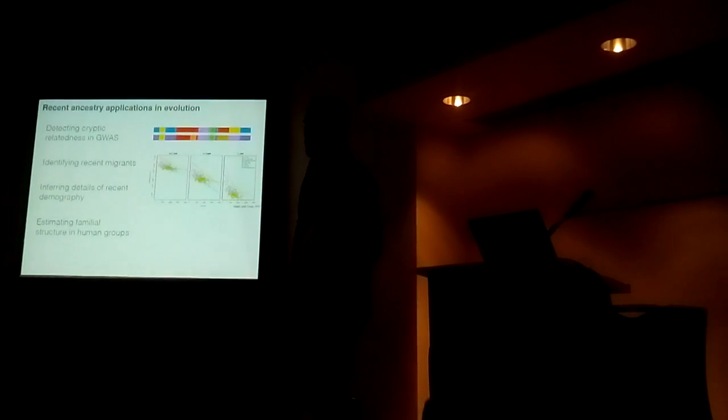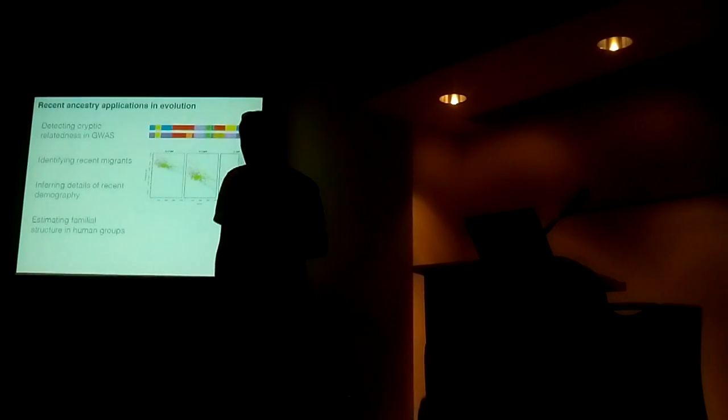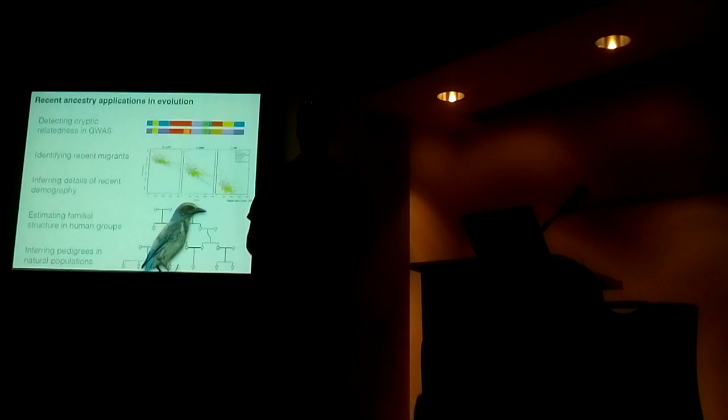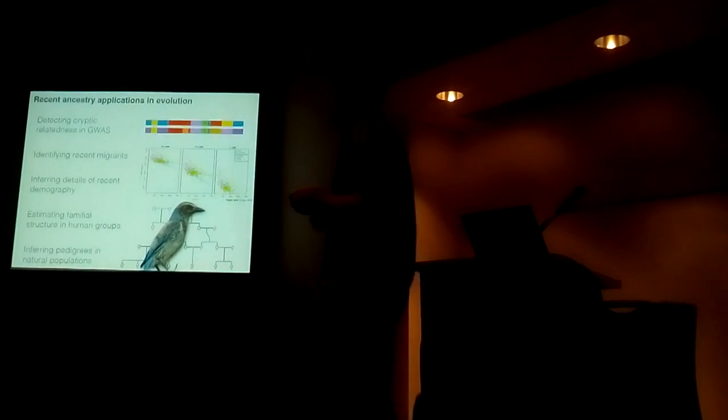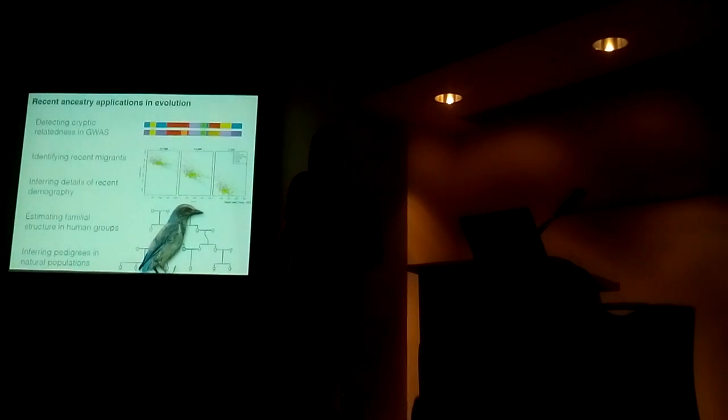Also, there's been some really lovely work in anthropology estimating kin structure and family groups using ancient DNA and burial grounds, like Baca et al. 2012. And then my colleague Nancy Chen has done some really lovely work on building pedigrees in these Florida scrub jay systems, which can give us a lot of information about the ecology and evolution of these birds.